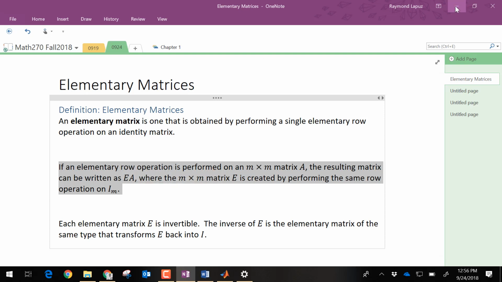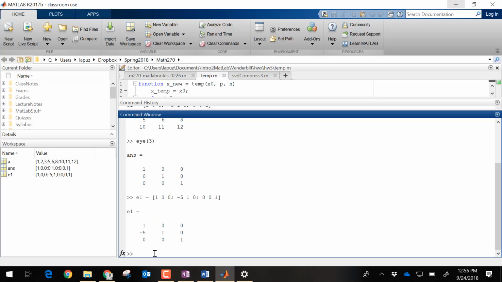So what we're saying here, or what they're saying, is that if we multiply E1 times A, we should get the same effect as if we took A and did that particular elementary row operation on it. Does that make sense? So if we run it, we see that the resulting matrix still has a 1, 2, 3 up on top and a 10, 11, 12 down in the bottom, but now the middle row is like having multiplied the first row by negative 5 and adding it to the second row.